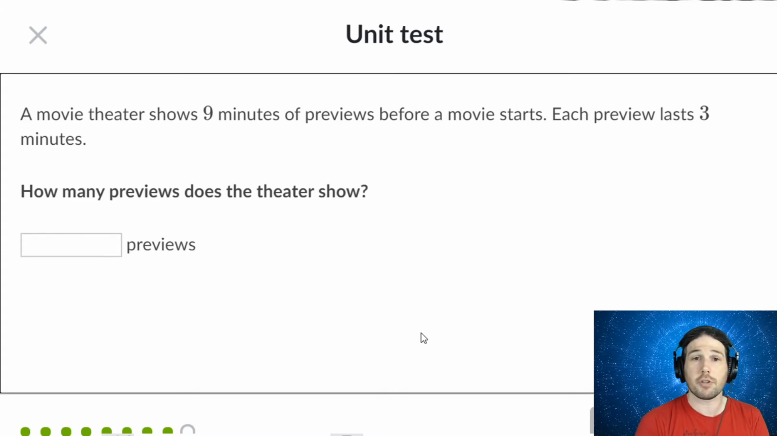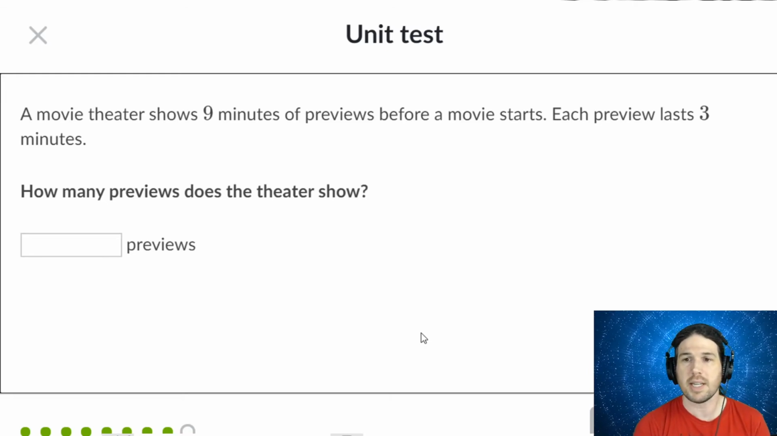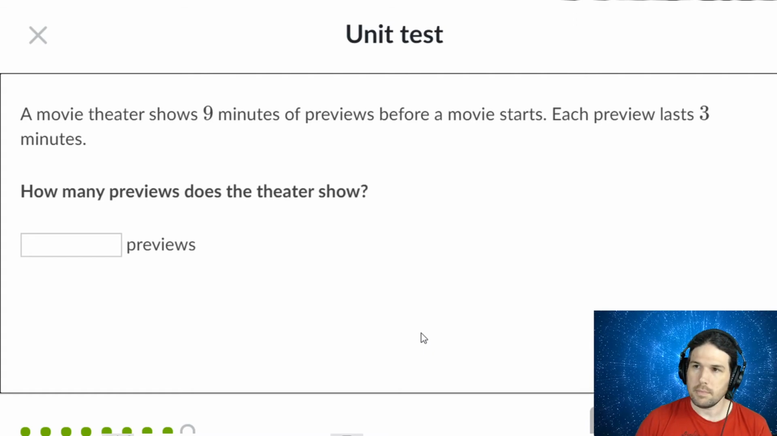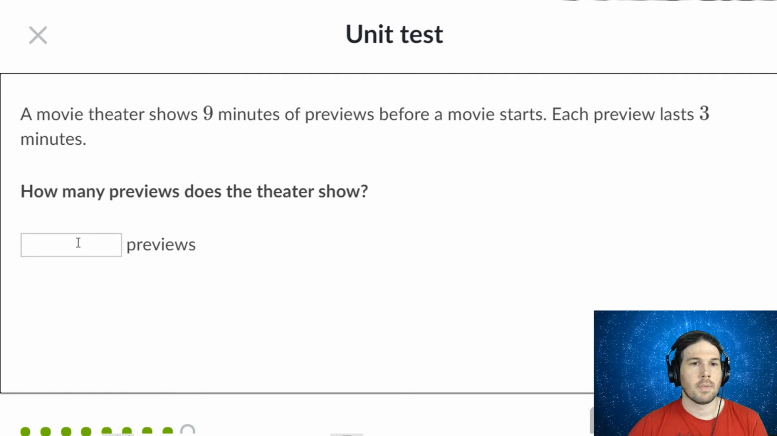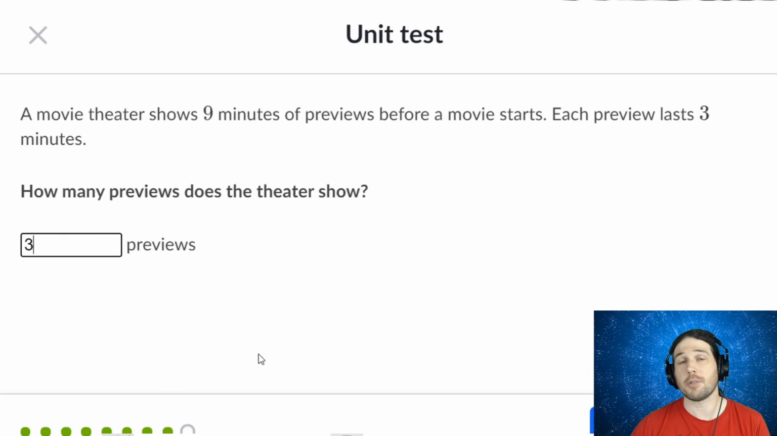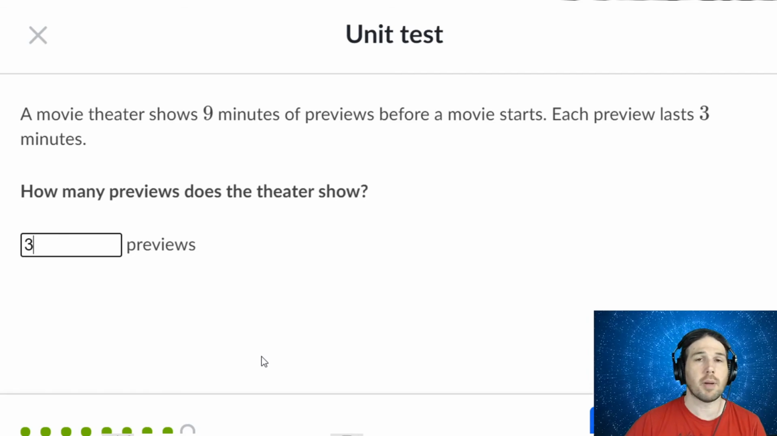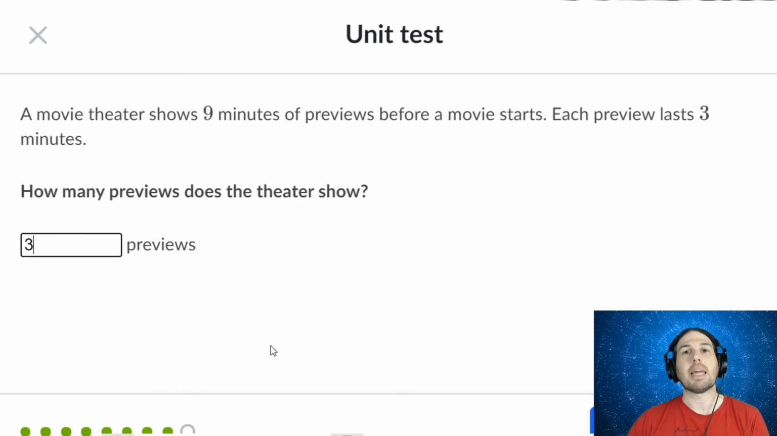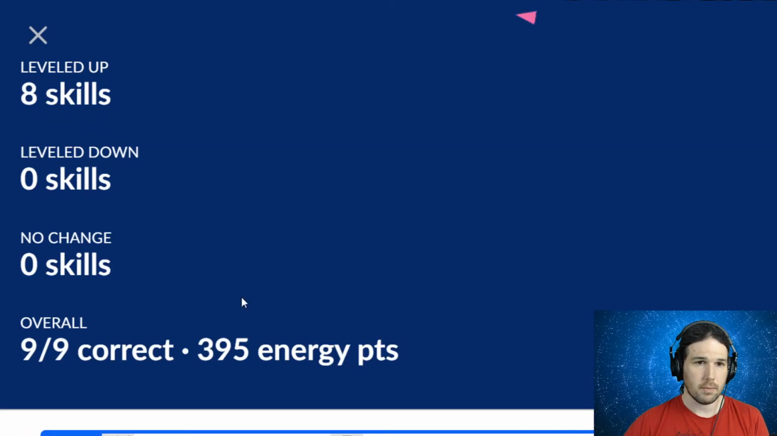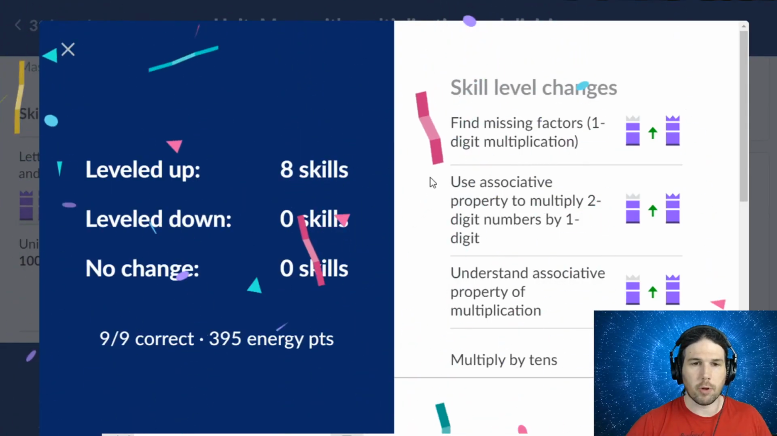Anyway, a movie theater shows 9 minutes of previews before a movie starts. Each preview lasts 3 minutes. How many previews does the theater show? Be careful with this one. I got 3 previews. But my first thought was 27 because my first thought was to multiply the 2 numbers instead of to divide. So make sure you're keeping an eye on the wording. And that is unit test on more with multiplication and division.